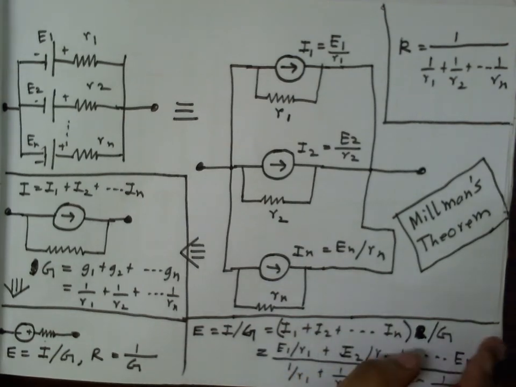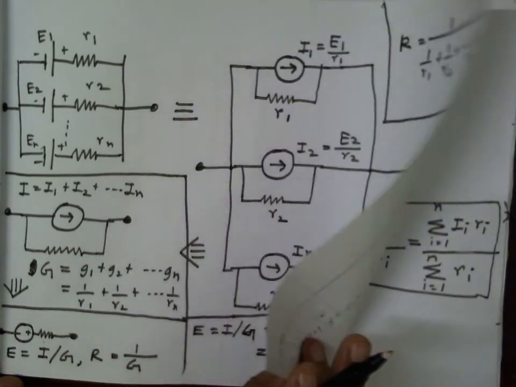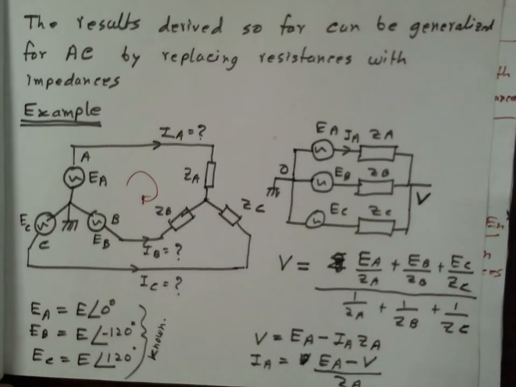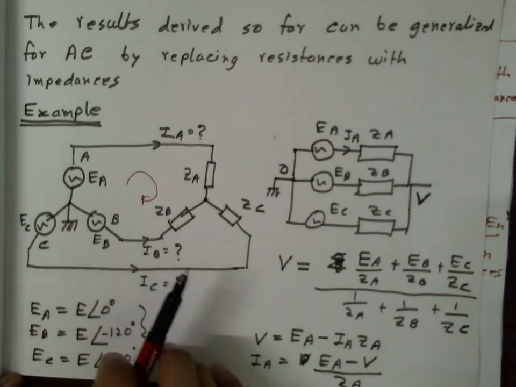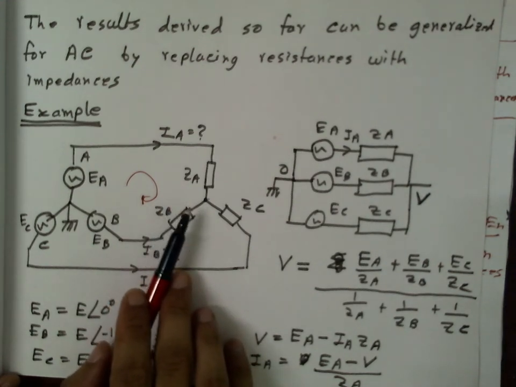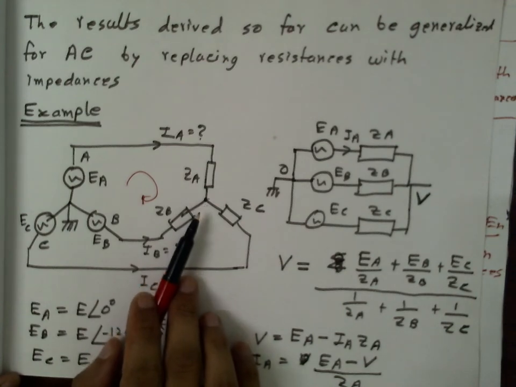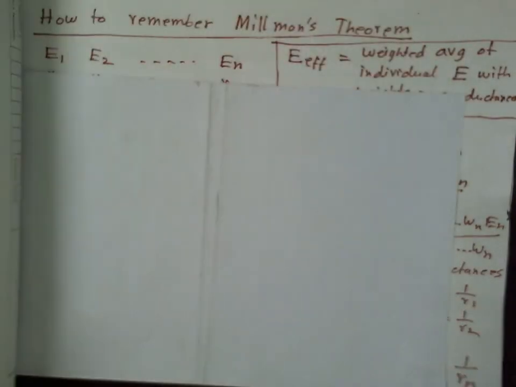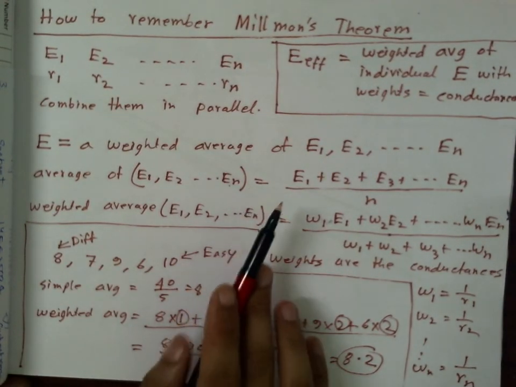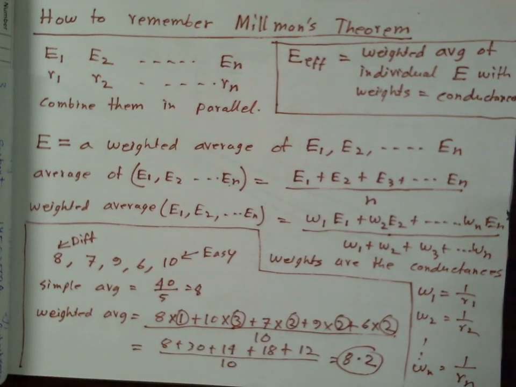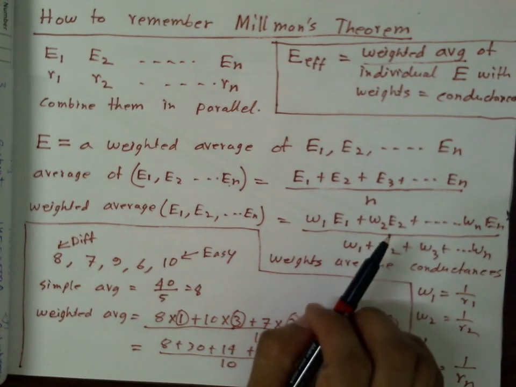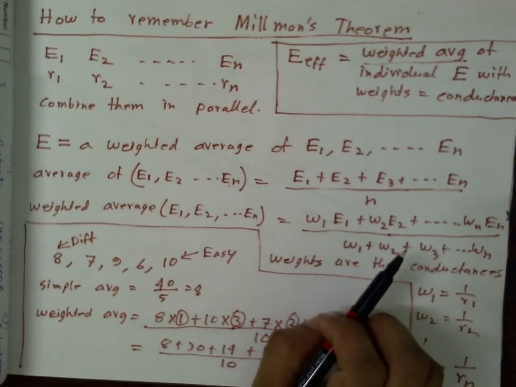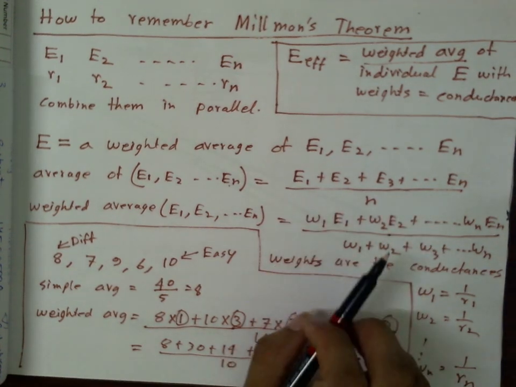We have derived Millman's theorem by source conversion, and we have also seen an example of an unbalanced star-connected load connected to a star-connected three-phase supply, and using Millman's theorem we have derived the phase currents and the star point voltage quite easily. We have also given you a very useful trick to remember Millman's theorem: the effective voltage of a parallel combination of EMF sources is just a weighted average of the individual voltages, where the weights are the internal conductances of the individual voltage sources.